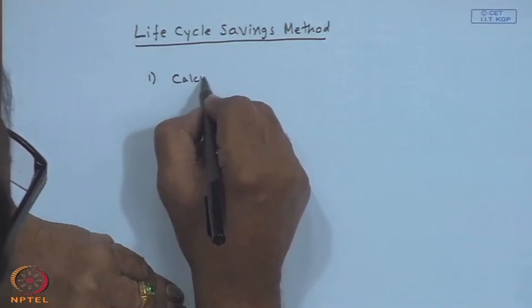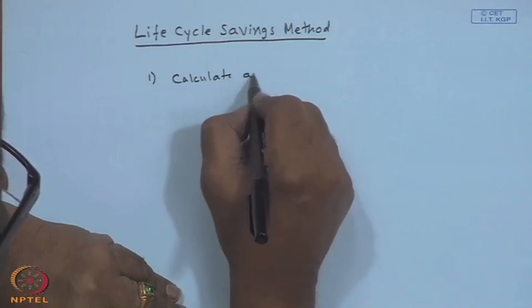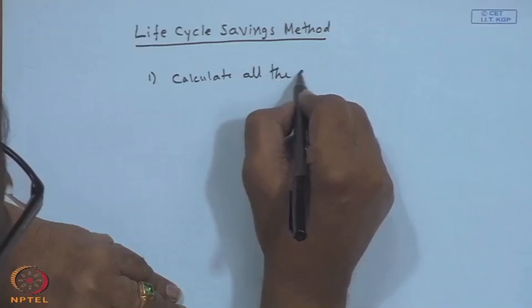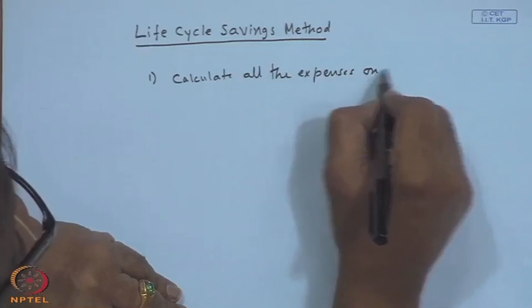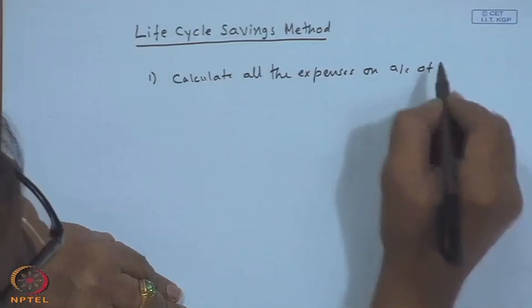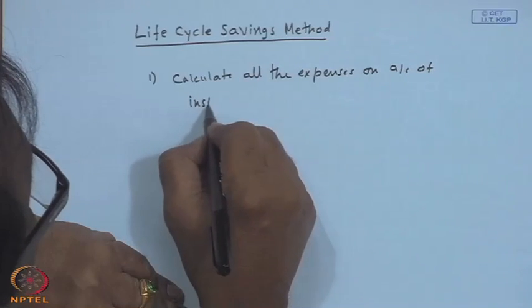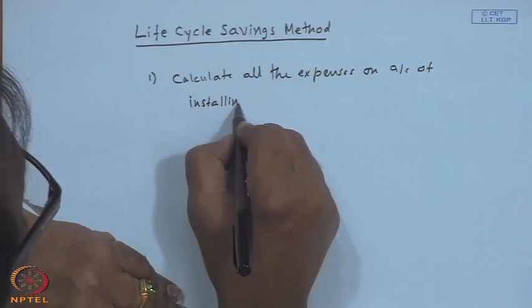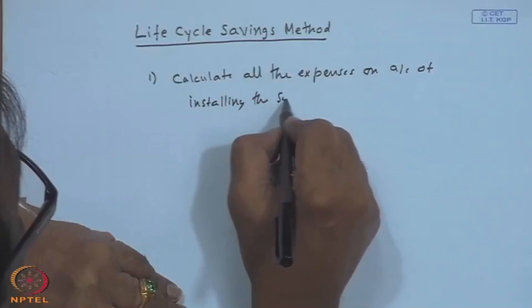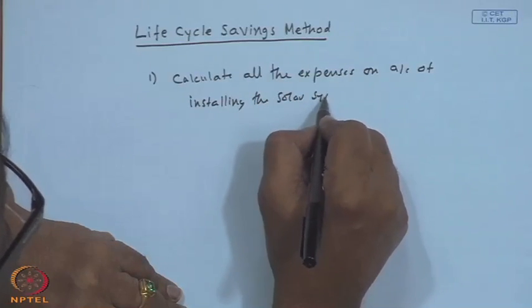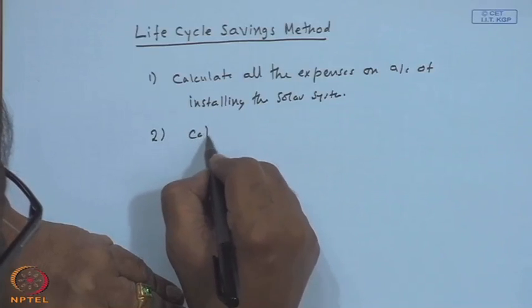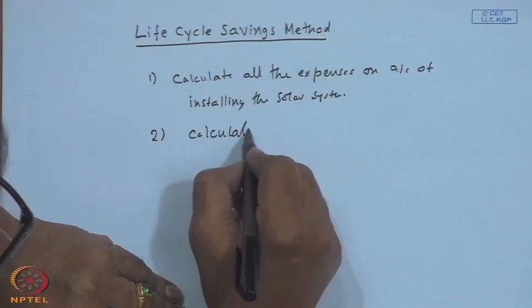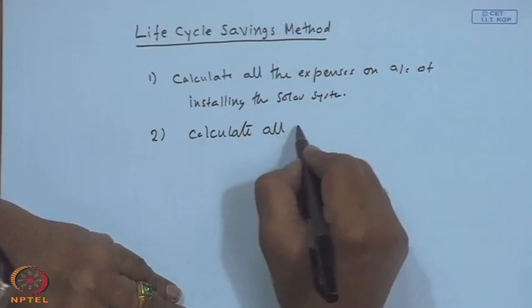Calculate all the expenses on account of installing the solar system. Similarly, calculate all the savings.